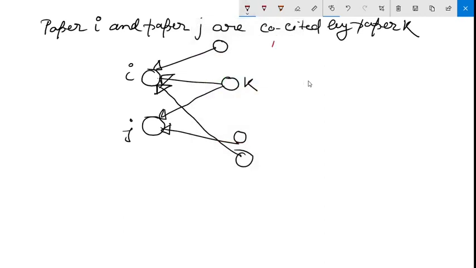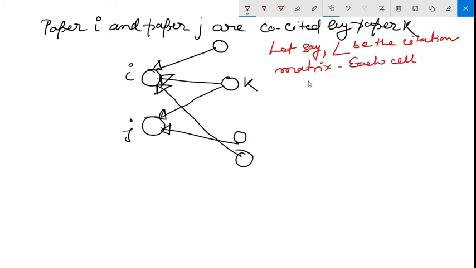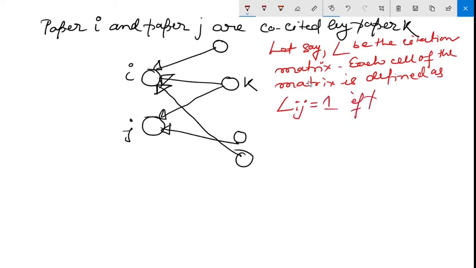L will be the citation matrix. Each cell of the matrix is defined as L(I,J) equal to 1 if paper I cites paper J, and 0 otherwise. If they are not citing, the L(I,J) value is 0.